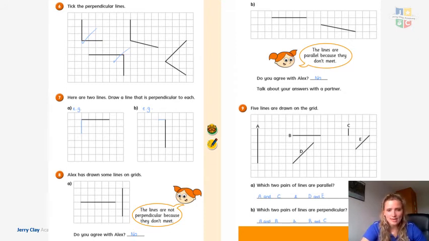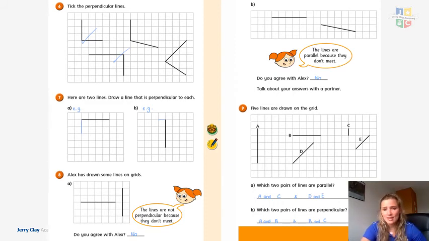Alex has drawn some lines on the grid. He says that the lines are not perpendicular because they don't meet. Do you agree with Alex? Well, no, because they don't have to necessarily meet all the time. They are perpendicular because if they do meet, they would meet at a right angle, so they still would be perpendicular. And for part B, the lines are parallel because they don't meet. Well, this isn't correct, because if you actually drew the line and continued it, you would find that yes, they don't touch now, but if they did continue the lines, then they would crash into each other.